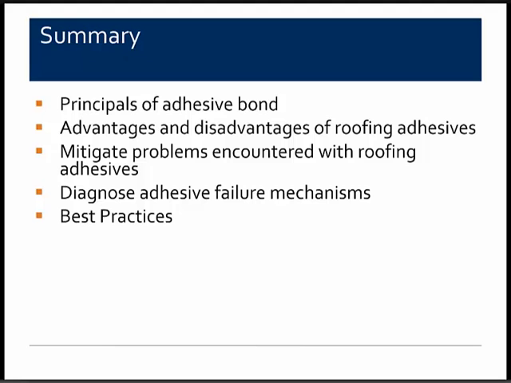So in summary, we talked about the principles of the adhesive bond, some of the advantages and disadvantages of using roofing adhesives. We've also talked about some of the problems that we've seen with the adhesives and how to mitigate these problems. We've seen the diagnosing of adhesive failure, some of these mechanisms, and we've also discussed some of our best practices.